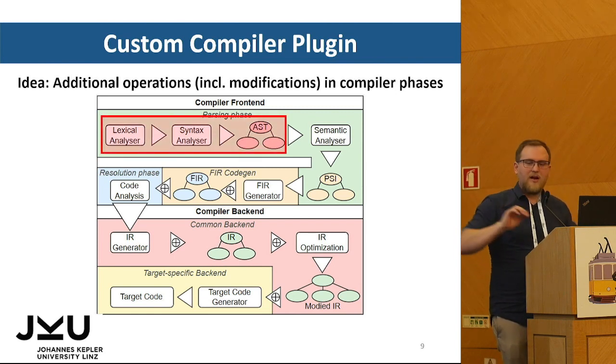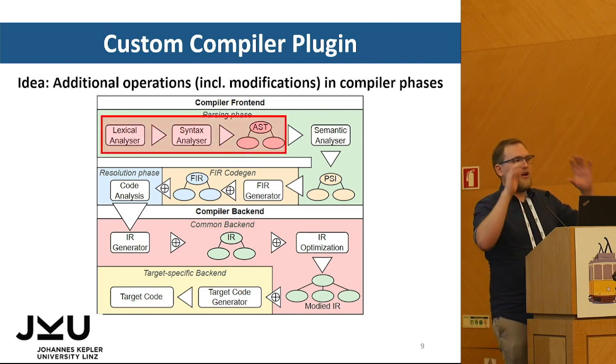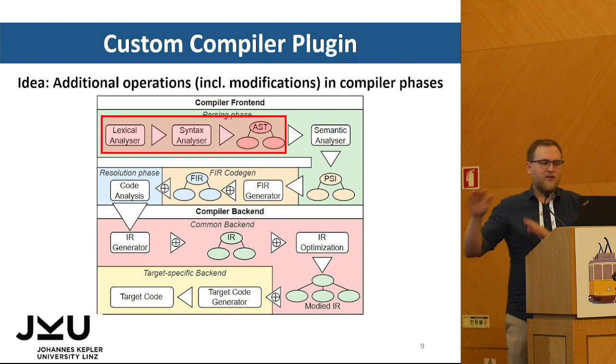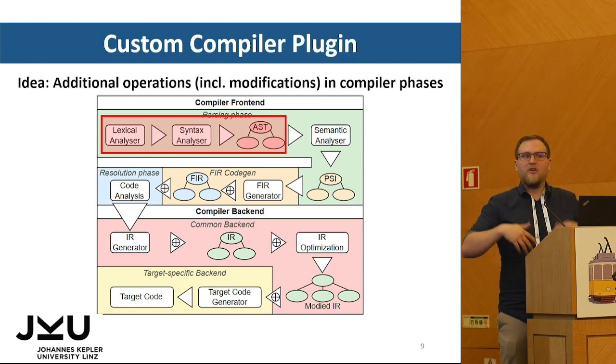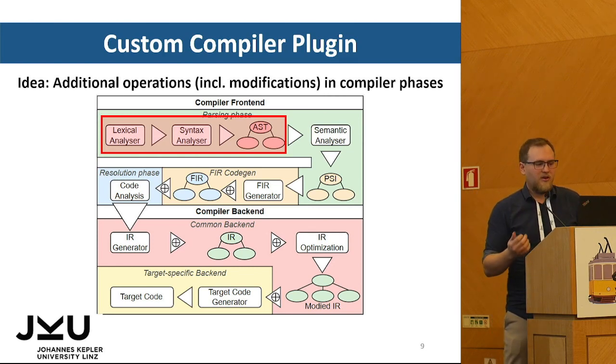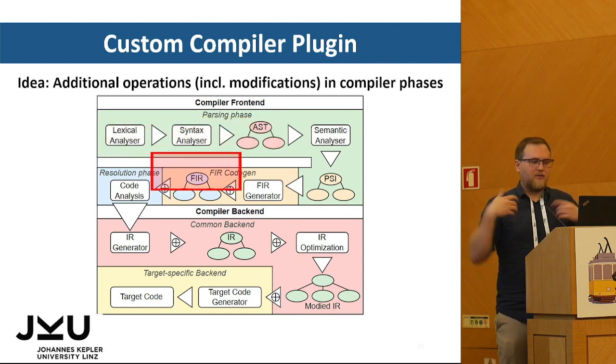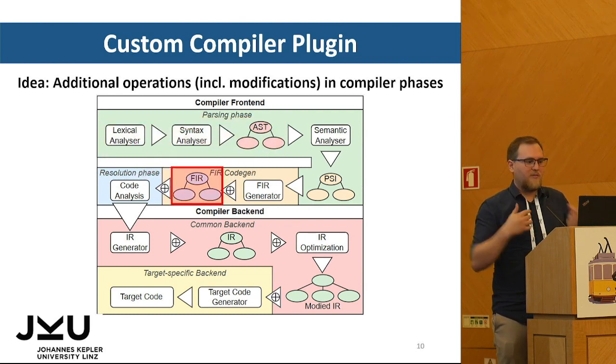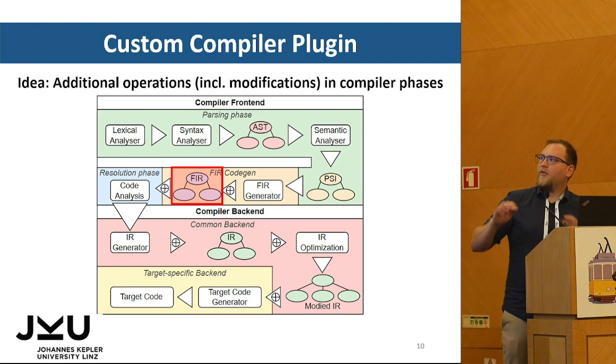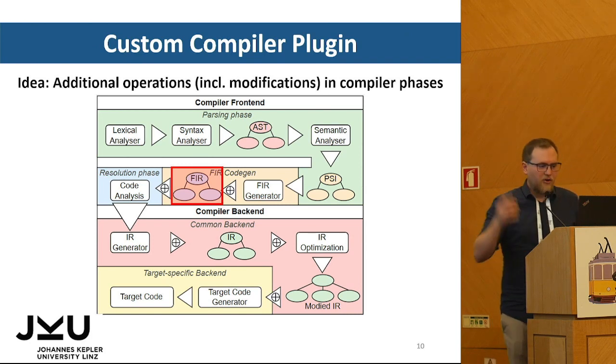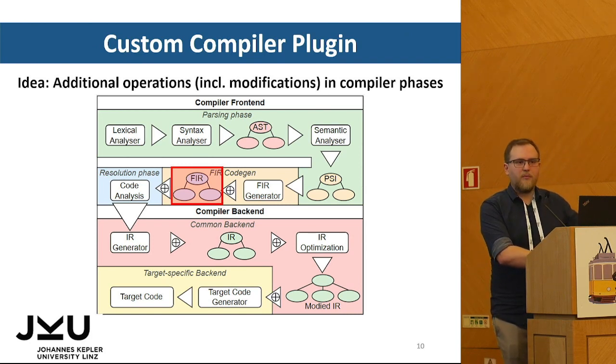I will guide you through the most important parts. On the front end, first we have the lexical analysis and the syntax analysis, so we get a typical AST. Then this AST is enriched with semantic information, so we have a front-end intermediate representation where Kotlin performs the code analysis.